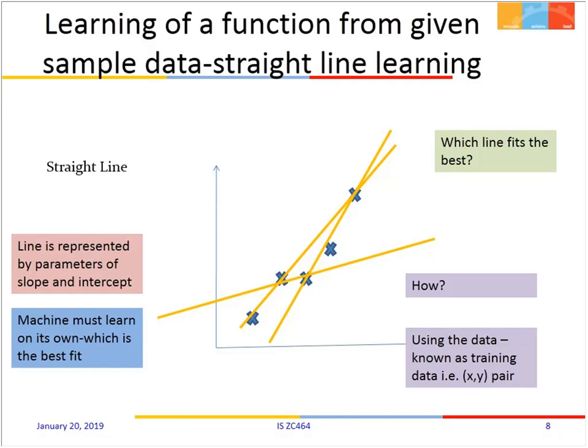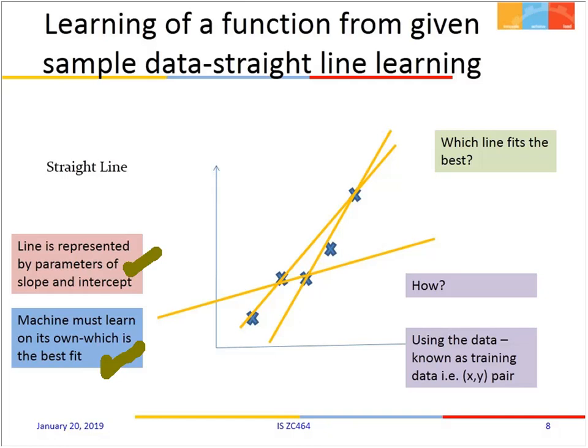Even if this line doesn't pass through the 5 points, it may pass through 3 points or 2 points, right? So a line is represented by the parameters of slope and intercept that you have seen, and then the machine must learn on its own which is the best fit, right? Here we are not going to tell it, but rather we are going to create a criterion for it to decide what is the best possible line.